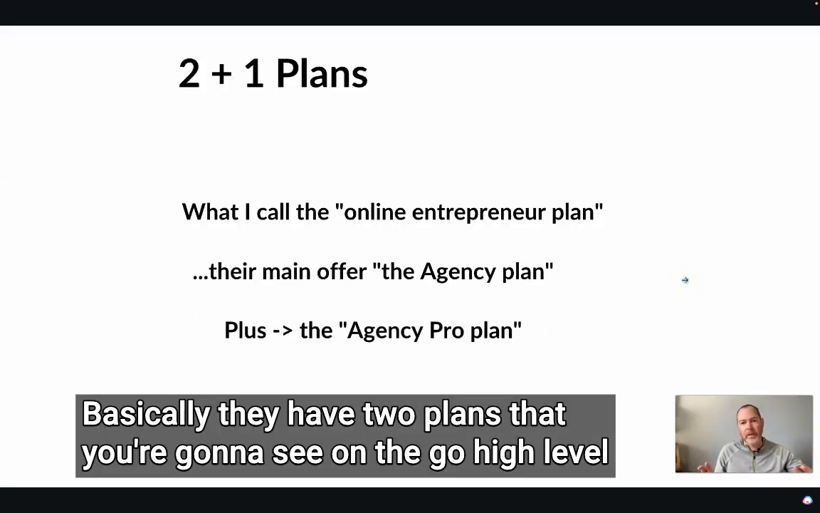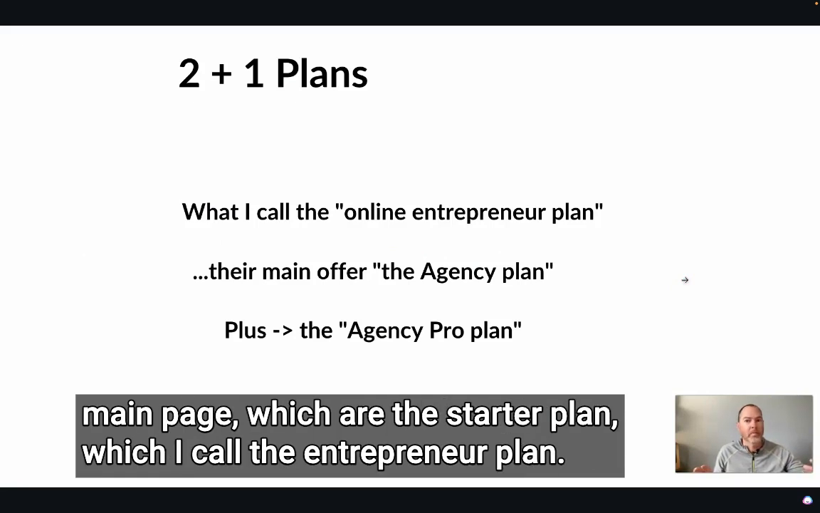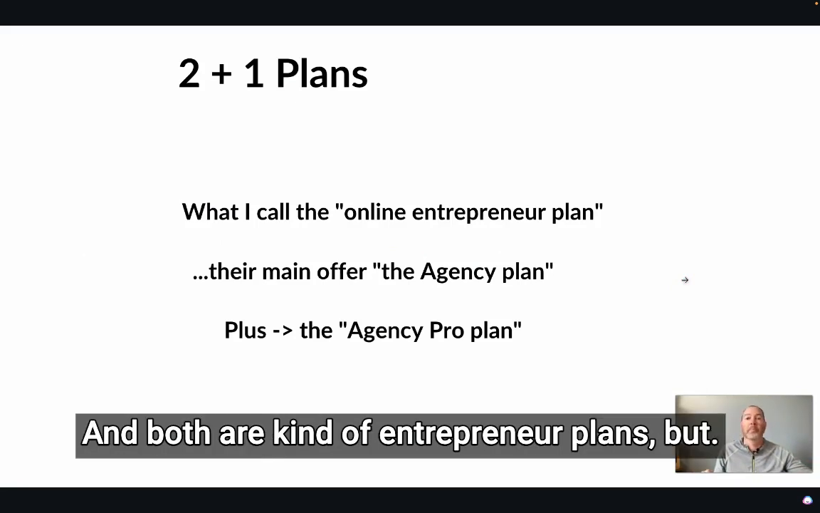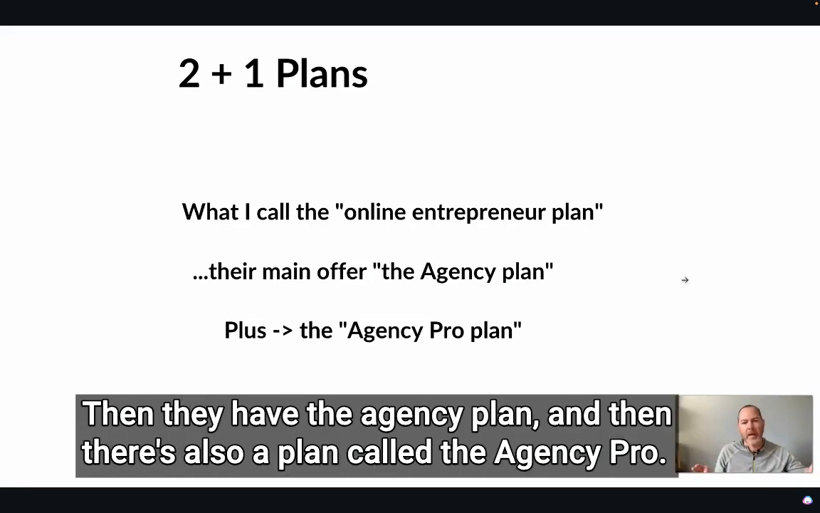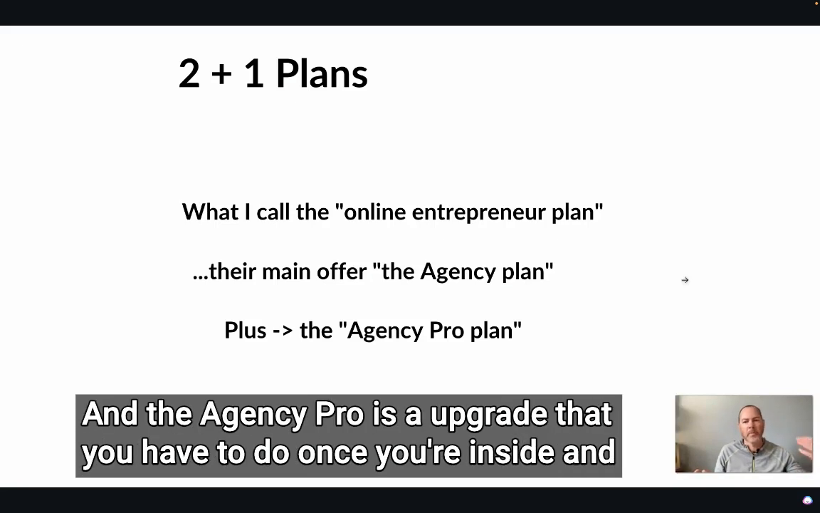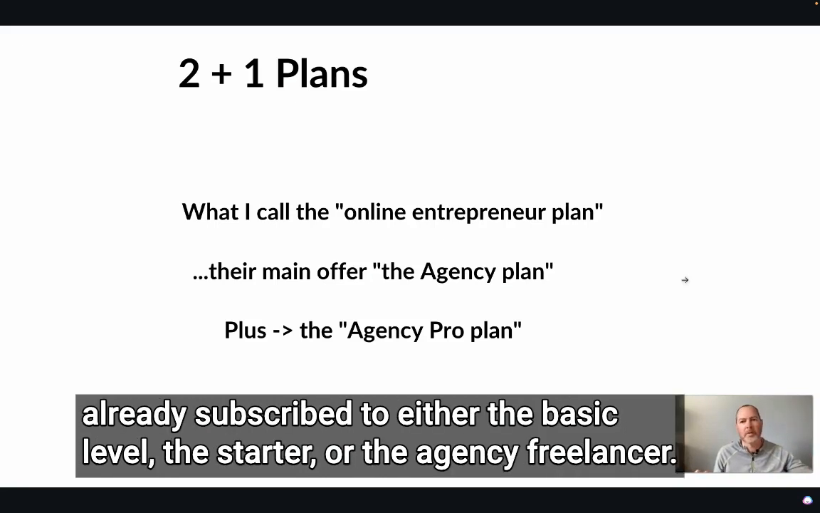Basically, they have two plans that you're going to see on the GoHighLevel main page, which are the starter plan, which I call the entrepreneur plan. And both are kind of entrepreneur plans, but the starter package is the entrepreneur plan. Then they have the agency plan, and then there's also a plan called the Agency Pro. And the Agency Pro is an upgrade that you have to do once you're inside and already subscribed to either the basic level, the starter, or the agency freelancer plan.